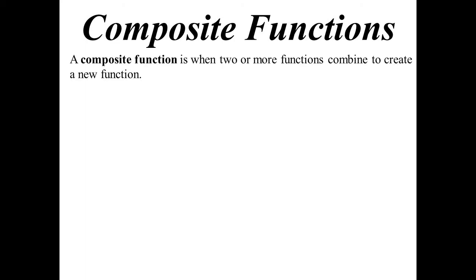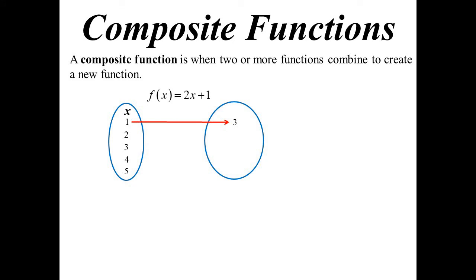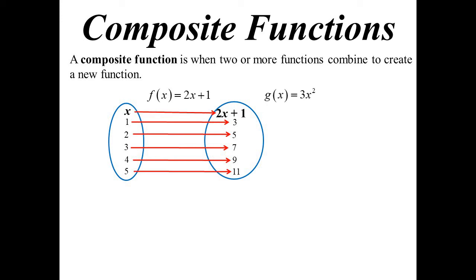Composite functions. So basically a composite function is where we combine two functions together. For instance, here's a set of x values, and if we plug it into the function 2x plus 1, well then the 1 would become 3, the 2 would become 5, the 3 would become 7, the 4 would become 9, and the 5 would become 11. Any x is going to 2x plus 1.